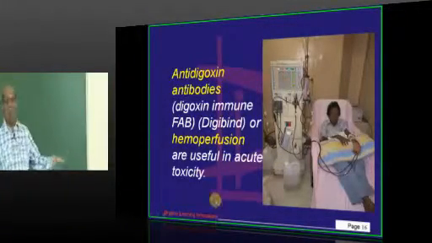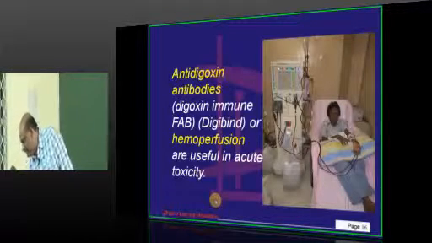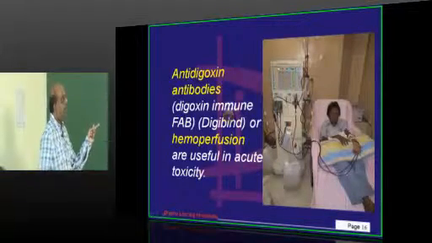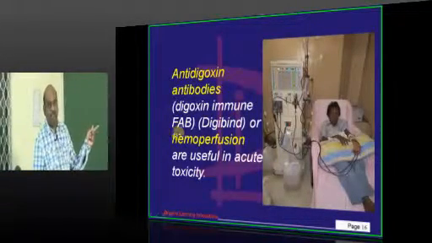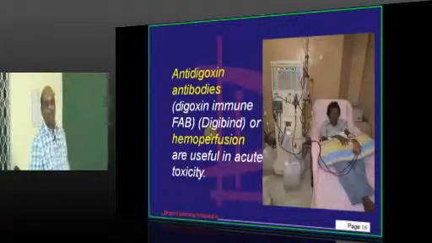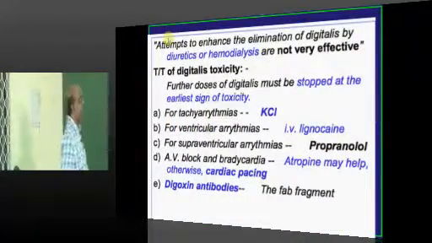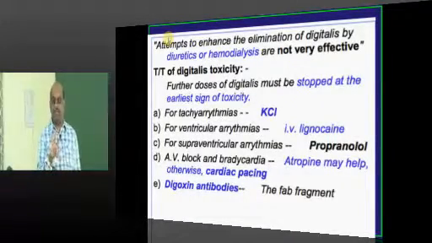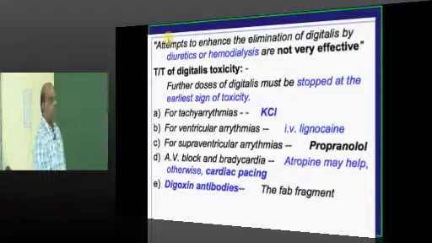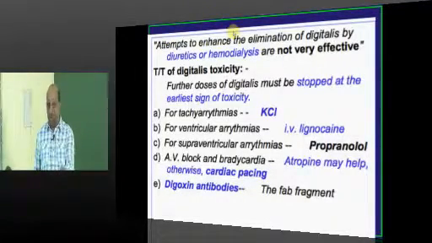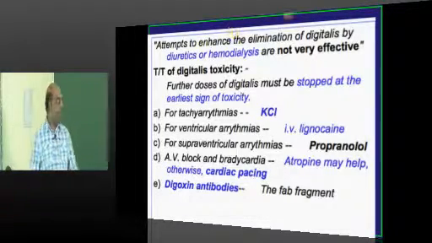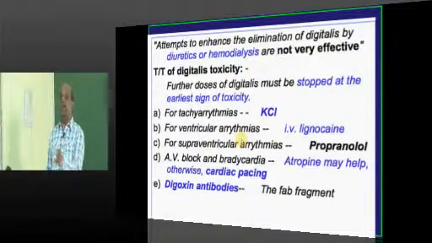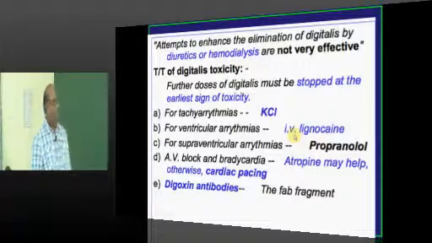Then you can do hemoperfusion if there is any acute digoxin toxicity, and anti-digoxin antibodies, Digibind, are also used in the management of digoxin toxicity. Now doctor, I will tell you 5 secrets of digoxin which you should not forget. For tachyarrhythmias of digoxin, can you give potassium chloride? Yes sir, because hypokalemia is a predisposing factor. For ventricular arrhythmias of digoxin, give IV lignocaine.